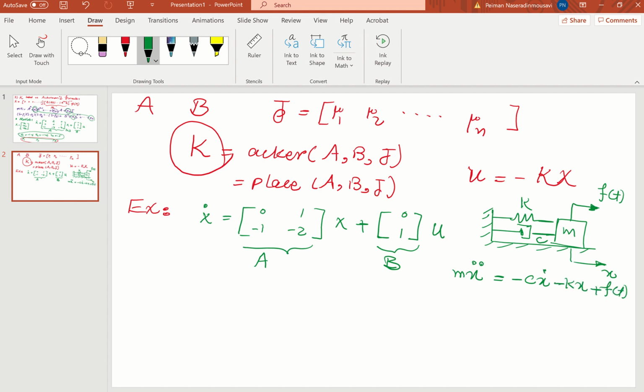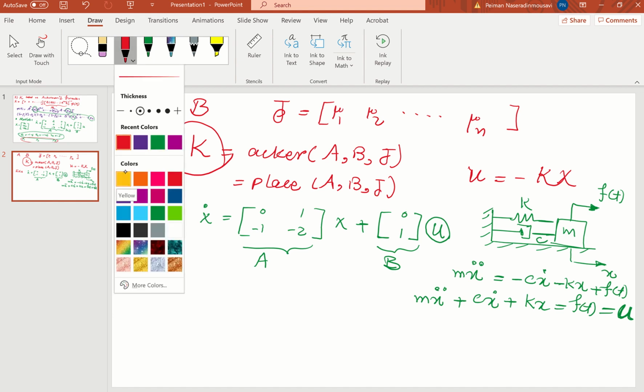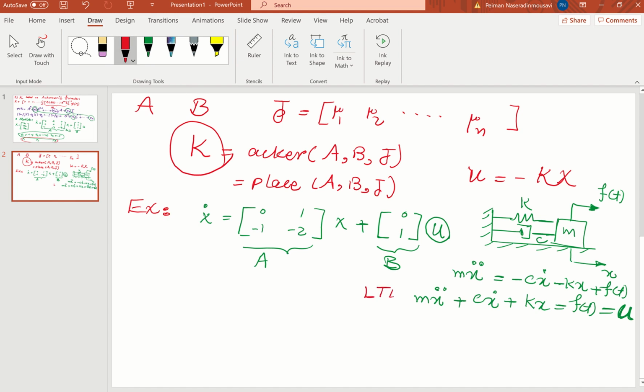That's right. So we're going to have m x double dot plus c x dot plus k x is equal to f of t, or external force or control force, u. Now, this is a linear time-invariant system, an LTI system. This is a linear differential equation and time invariant, right?